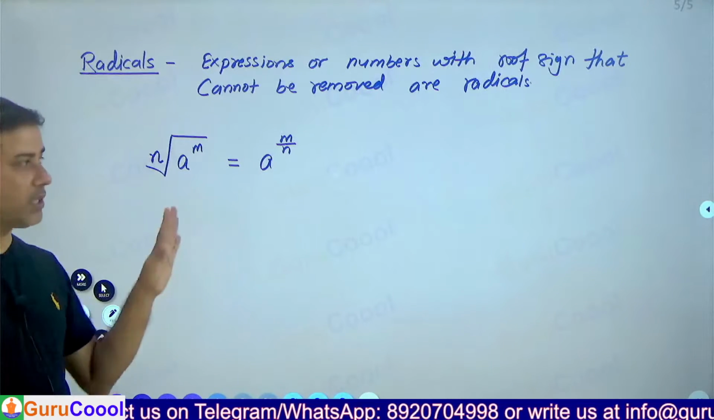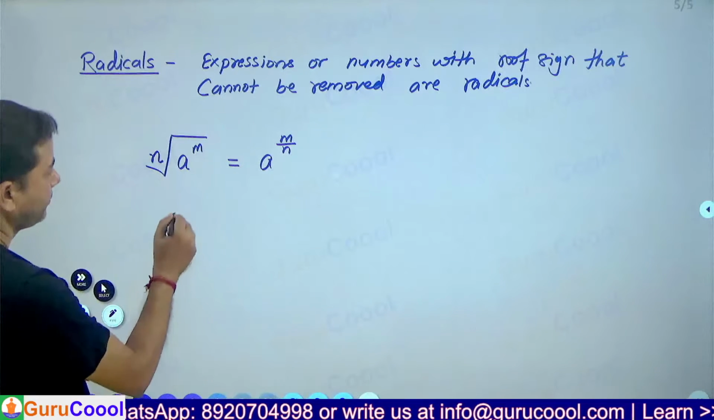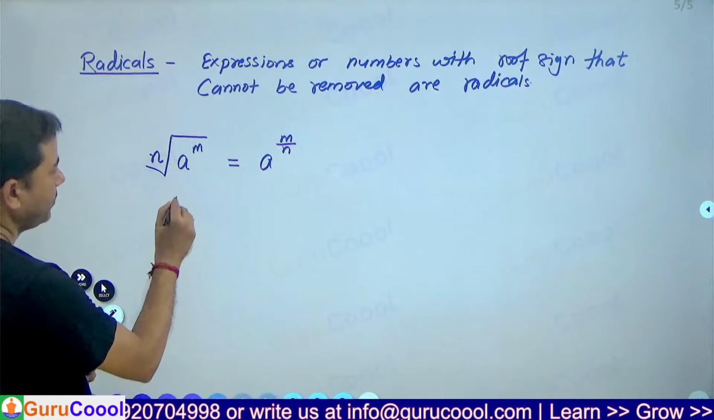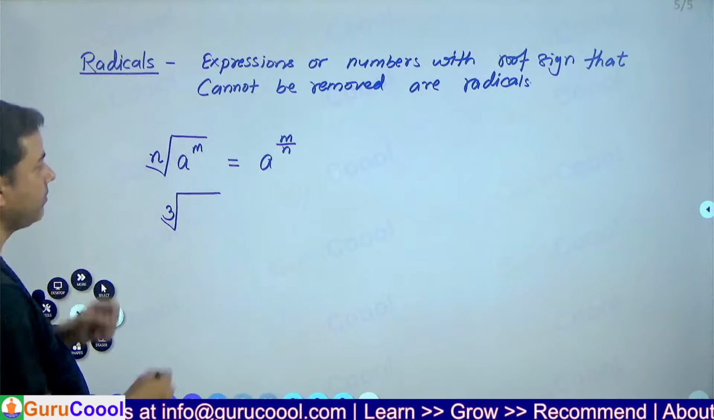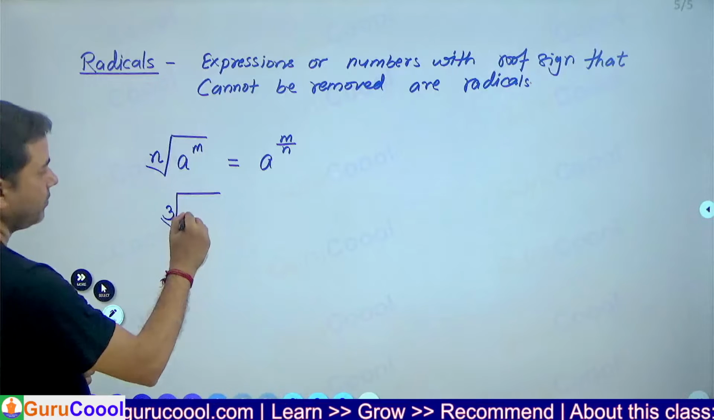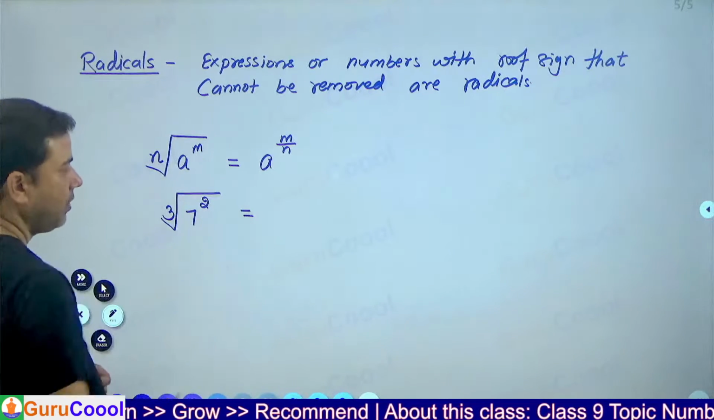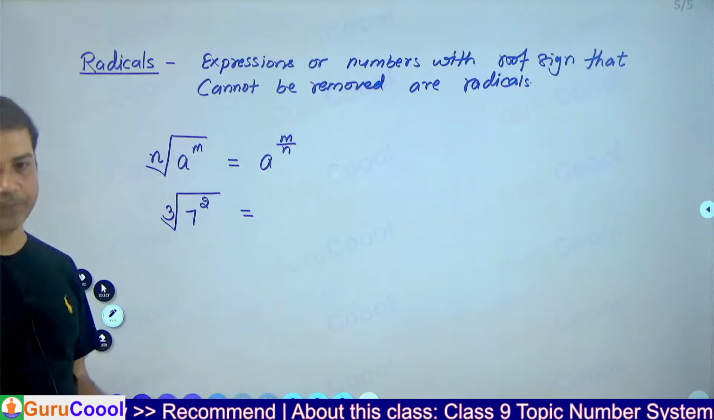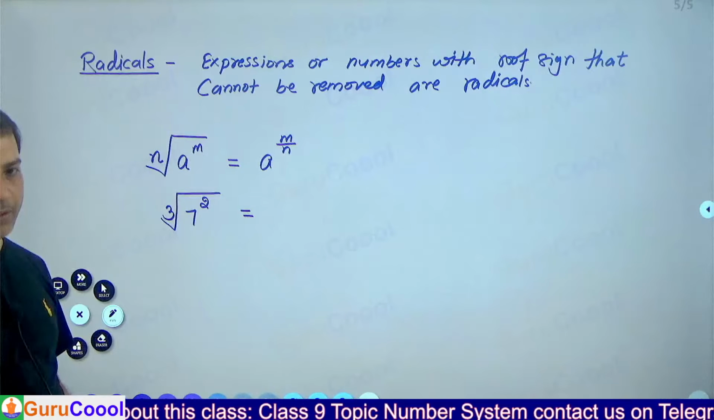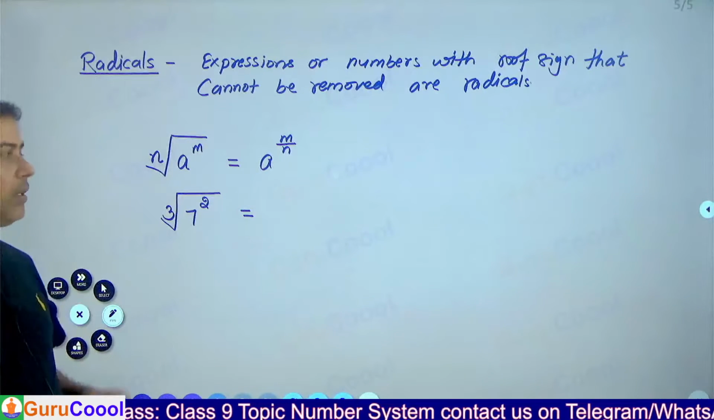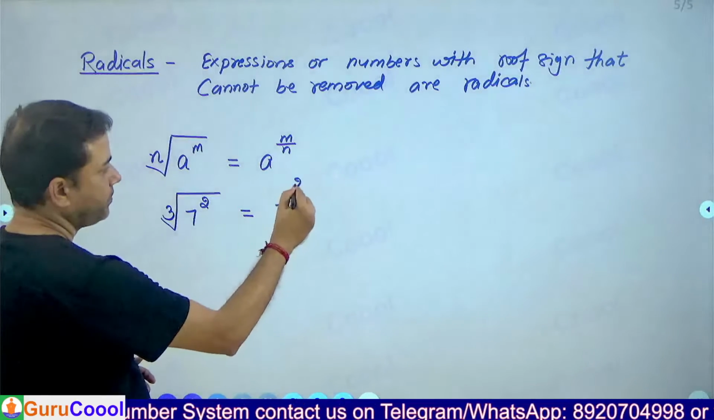No, simple to understand. Let's take an example. Say you have cube root, 3 there in place of n, and suppose you have 7 raised to the power 2. What do you think we can write for it? 7 raised to 2 by 3. Correct. 7 raised to the power 2 by 3. Perfect.